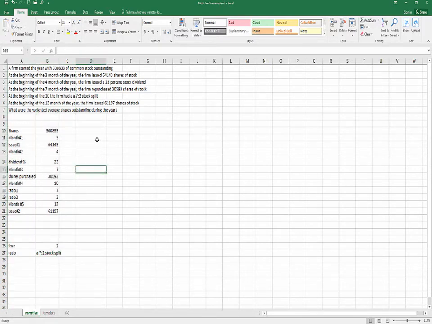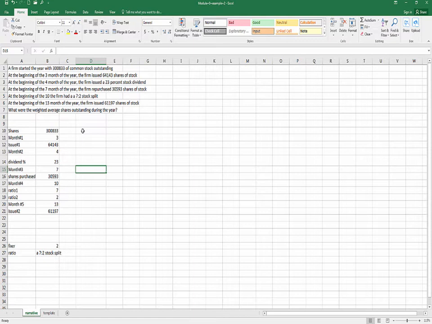Okay, a firm started the year with 300,833 shares of common stock outstanding. At the beginning of the third month of the year, so at the beginning of March, the firm issued 64,143 shares. At the beginning of the fourth month, or April, the firm issued a 23% stock dividend. At the beginning of the seventh month, or July 1st, the firm repurchased 30,593 shares. At the beginning of the 10th month, the firm had a 7-for-2 stock split.